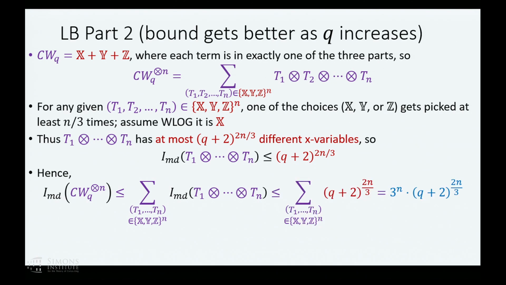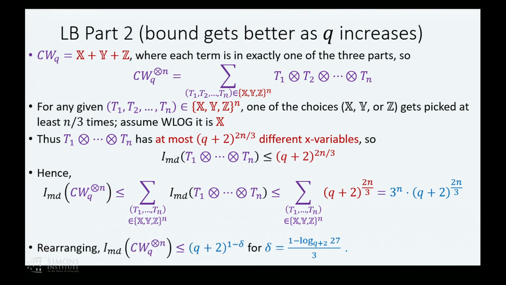For each of those, we have the bound (q+2)^(2n/3). So overall, since there are 3^n of them, we get this upper bound on I sub md. And just rearranging it shows it's at most (q+2)^(1-delta), where delta is this thing which is getting bigger as q gets larger, like I promised it would. Yeah, so it's pretty simple, and that's actually the whole proof.